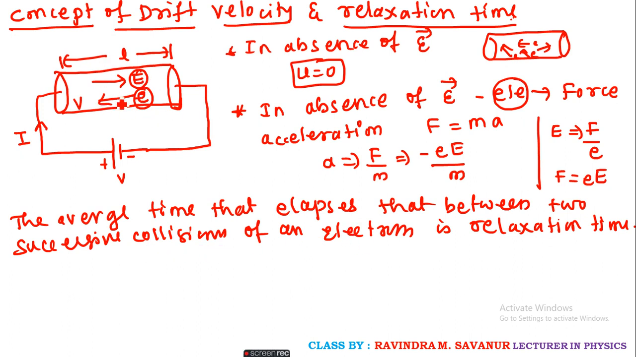Here in this conductor, electrons collide, and that is what we call collision, and the average time that elapses between two successive collisions is called relaxation time. It is given symbolically by tau. Hence, here initial velocity is there, acceleration is there.